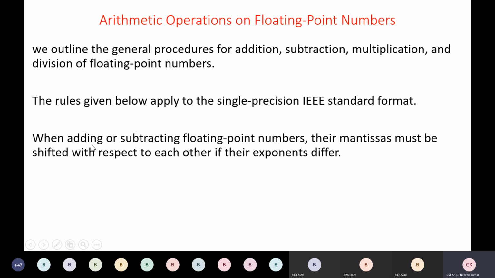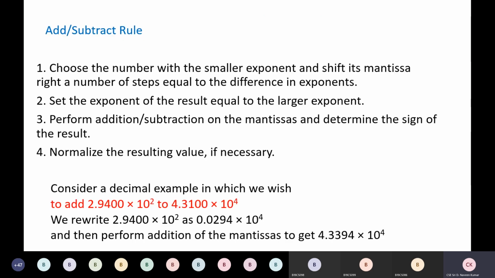So during addition or subtraction of floating point numbers, it must shift the mantissas so that the exponents will adjust. When we want to do additions and subtractions on certain numbers, it needs to see that the exponents are equal. Both the numbers which it wants to add or subtract must have exponents of equal powers. So here are the rules for the addition and subtraction of floating point numbers. For add or subtract, these are the 4 rules we have.